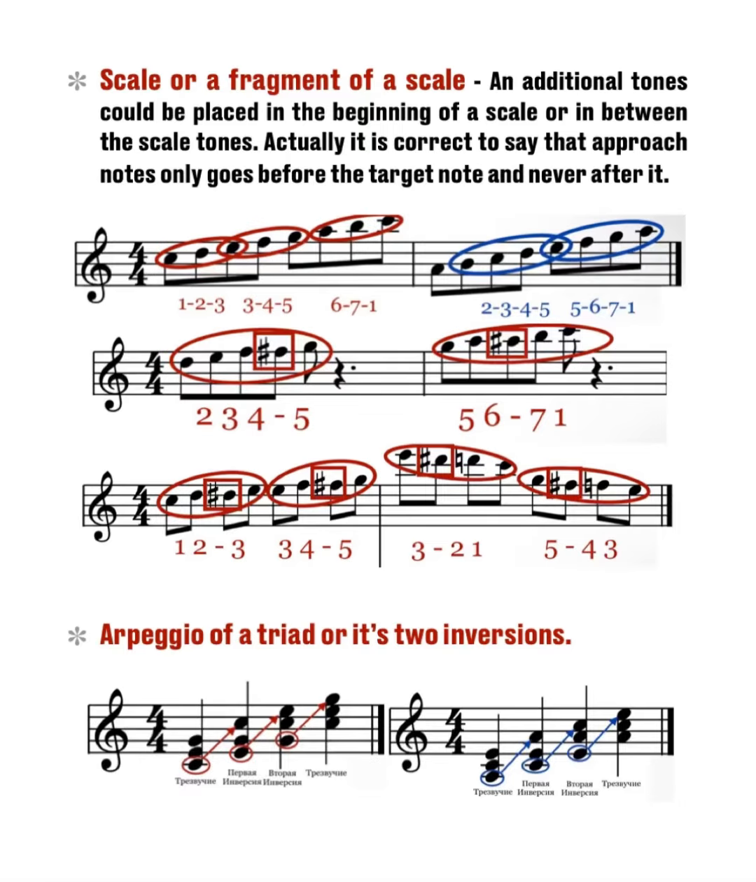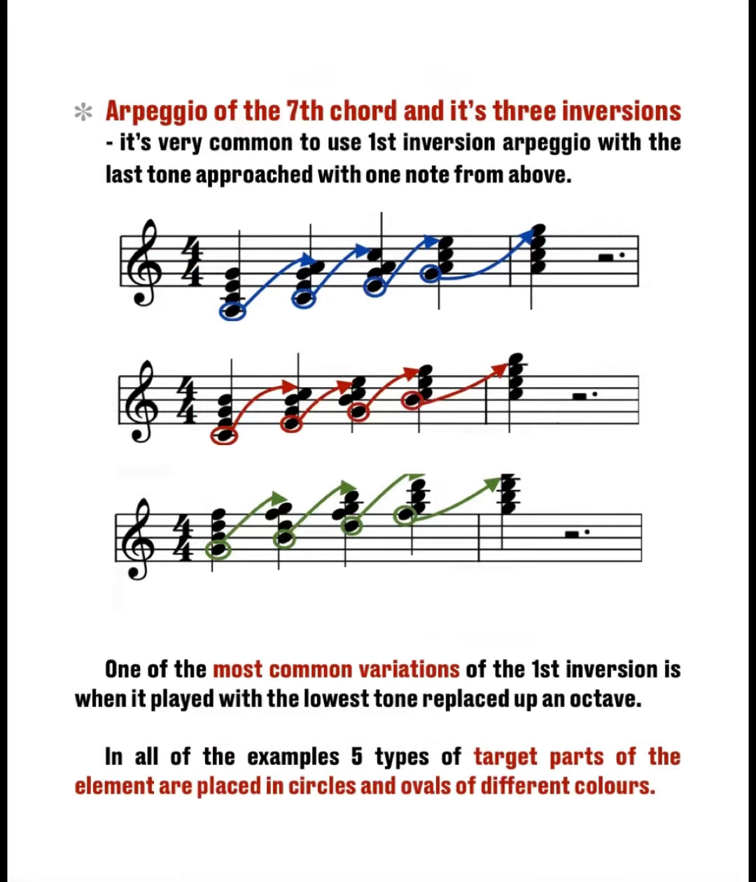Third, scale or a fragment of a scale. And additional tones could be placed before the first notes of a scale, after, or in between of them. Fourth, an arpeggio of a triad and its two inversions. Fifth, an arpeggio of the seventh chord and its three inversions. It's very common to use the first inversion arpeggio or its variation with the first tone replaced up an octave.